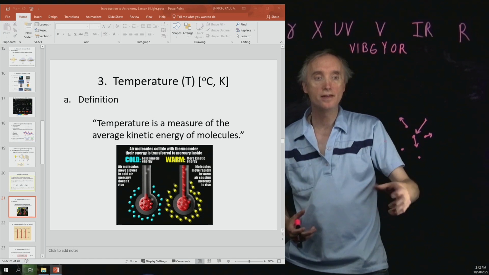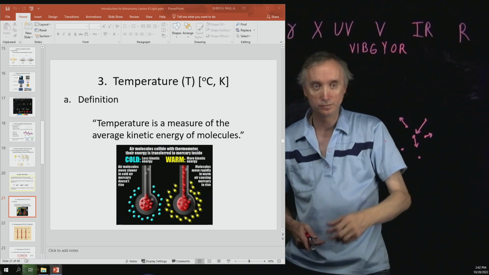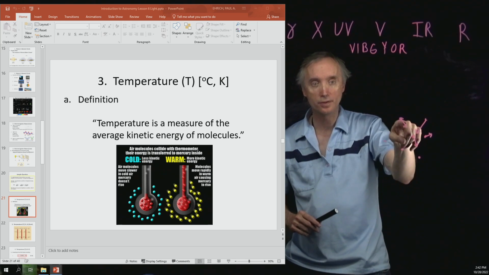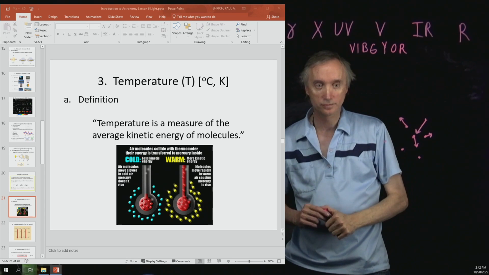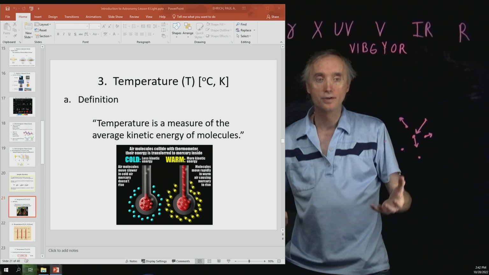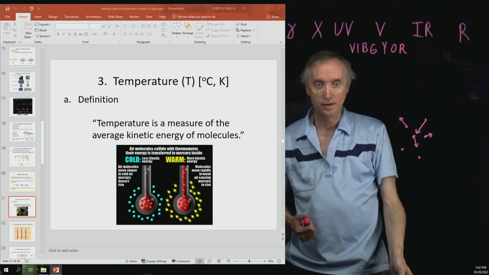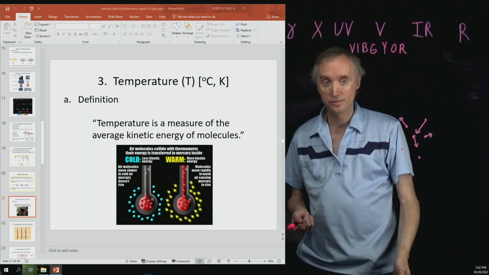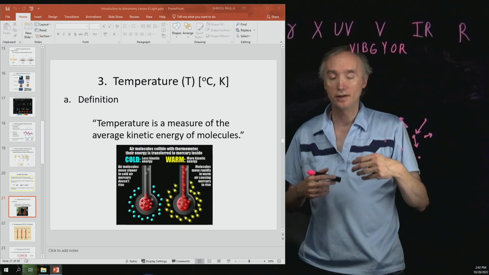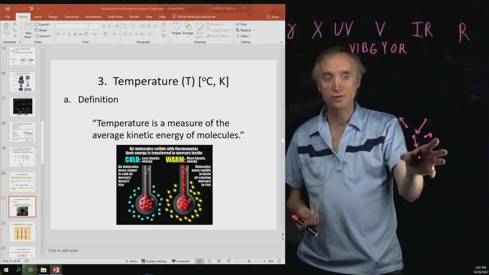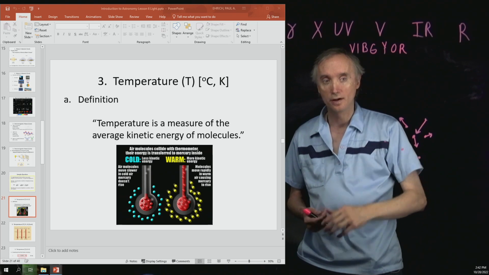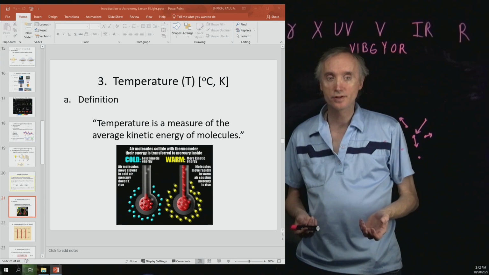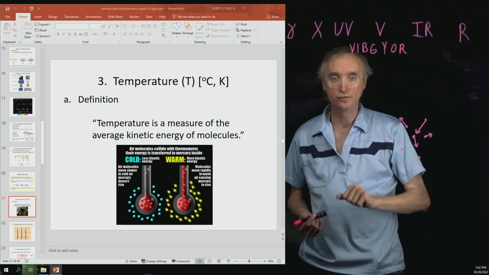Okay, now let's say that we heat the water up with a candle or something. So if we heat the water up, then the molecules start to move faster. They have more kinetic energy, and therefore they would have a higher temperature. So the temperature is proportional to the average kinetic energy of these molecules. The higher their temperature, the faster that they're moving.